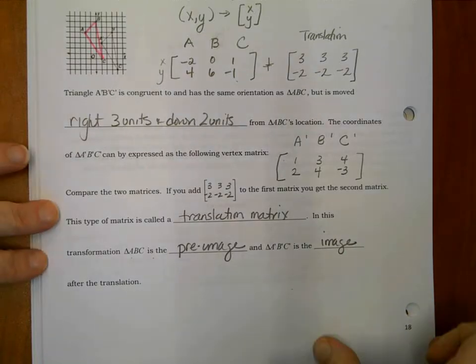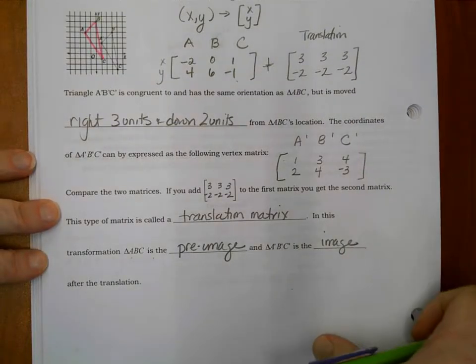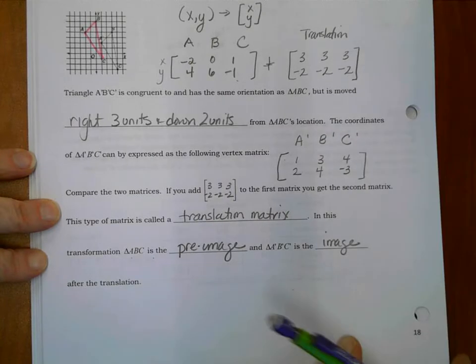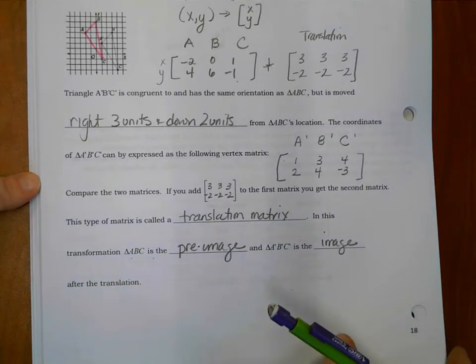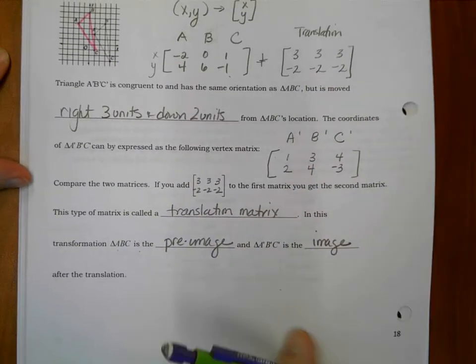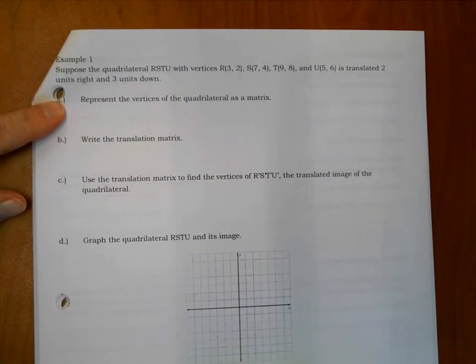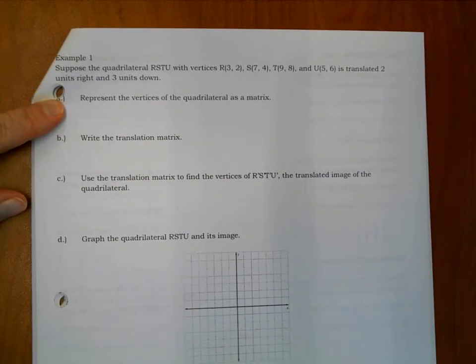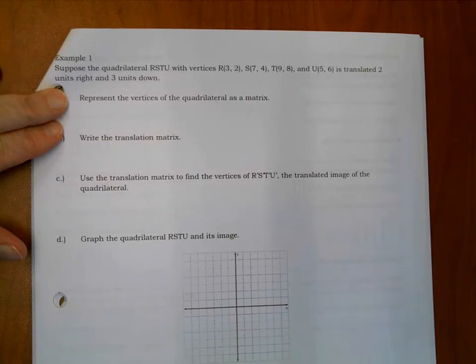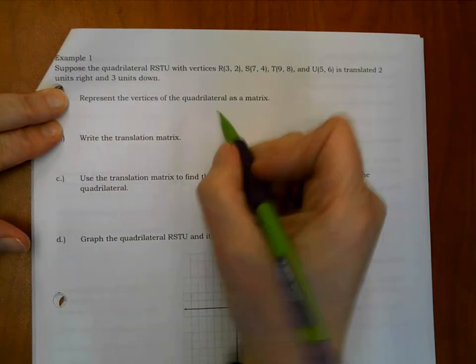Okay, so we're going to take a look at example 1 on page 19. If you need a little bit more time, feel free to pause and rewind, and you can look at those again. All right, so now example 1 says, suppose quadrilateral RSTU with the following vertices is translated 2 units to the right and 3 units down. Represent the vertices of the quadrilateral as a matrix.